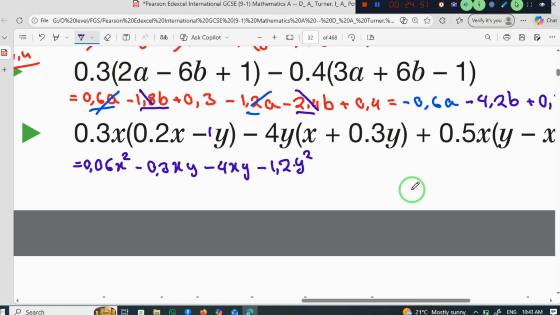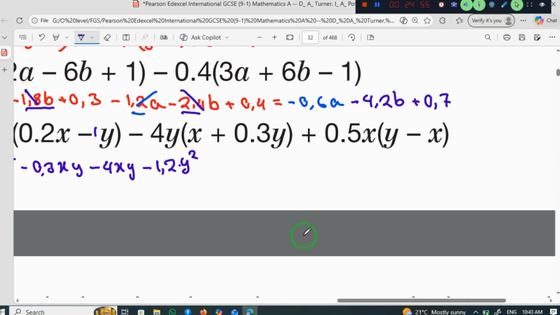This one is multiplied and we come to the third bracket here. 0.5 multiplied by 1 becomes plus 0.5. x multiplied by y becomes xy. Plus multiplied by minus becomes minus 0.5 multiplied by 1. Its coefficient is 1. 0.5. x multiplied by x becomes x squared, like this.